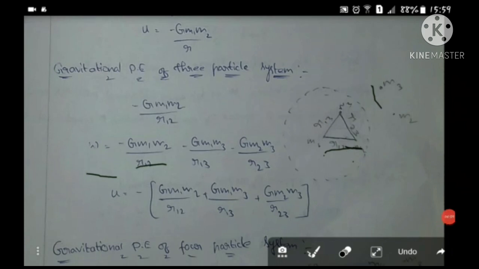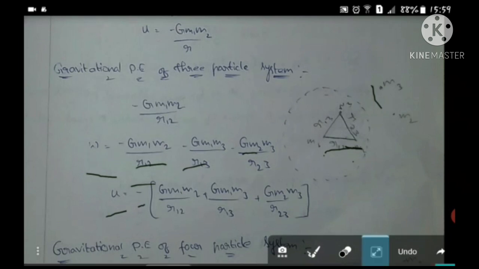So here we can write W is equal to minus G m1 m2 by r12 minus G m1 m3 by r13 minus G m2 m3 by r23. Therefore U is equal to minus, if we take minus common, then we can write as G m1 m2 by r12 plus G m1 m3 by r13 plus G m2 m3 by r23.